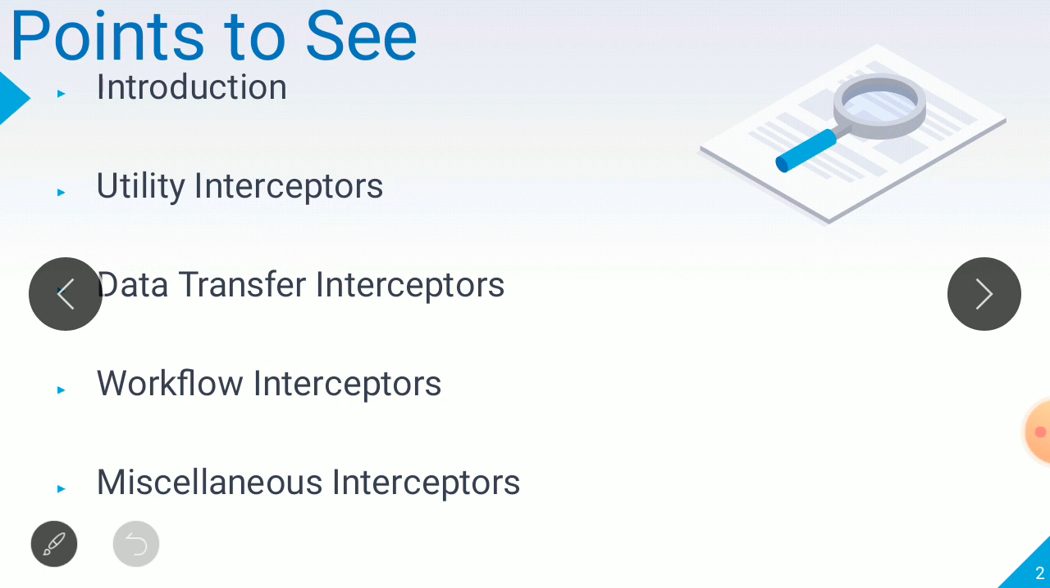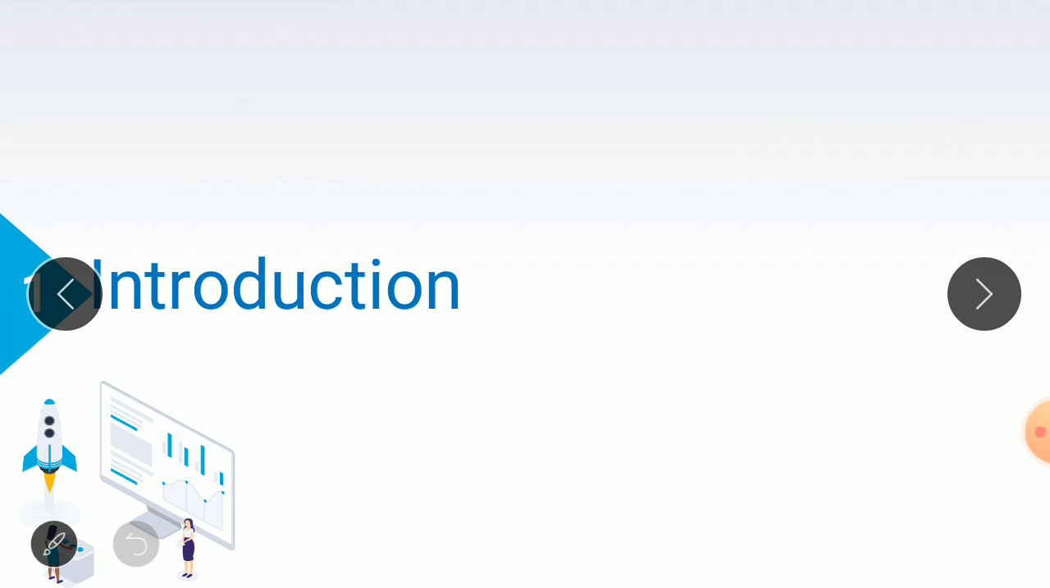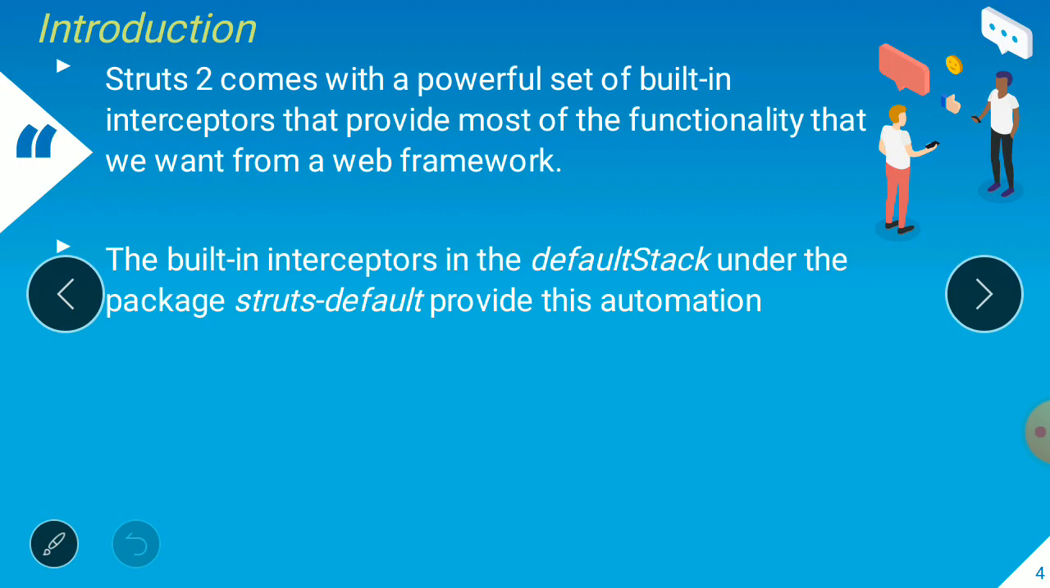Now we are going to see what are all the built-in interceptors already given by Struts 2. We have various types of interceptors: utility interceptors, data transfer interceptors, workflow interceptors and miscellaneous interceptors. We will be seeing them one by one. First, the basic introduction again for the interceptor. It comes with a powerful set of built-in interceptors that provide most of the functionality that we want from the web framework.